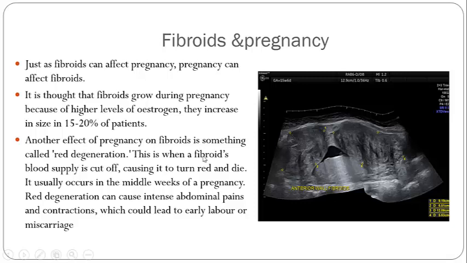Another effect of pregnancy on fibroids is sometimes called red degeneration. This is when a fibroid's blood supply is cut off, causing it to turn red and die. It usually occurs in the middle weeks of pregnancy. Red degeneration can cause intense abdominal pain and contractions, which can lead to early labor and miscarriage.